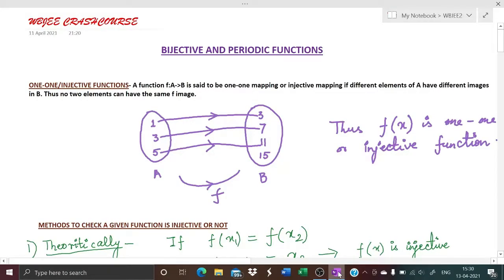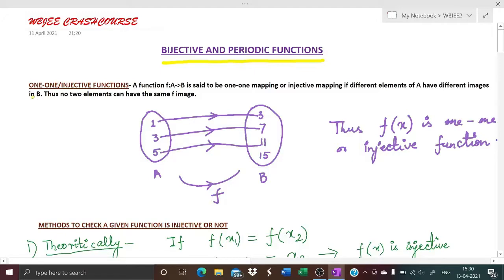Today is the second lecture on differential calculus, and today we will be discussing the topic bijective and periodic functions. Before knowing what is a bijective function, you should know what is an injective and what is a surjective function.